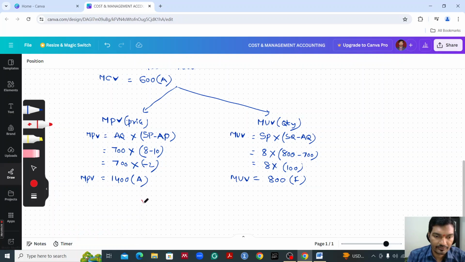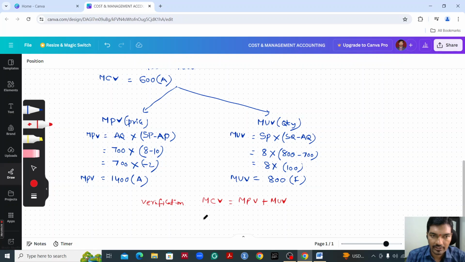Coming to the verification part, how to verify this? MCV is equal to MPV plus MUV.